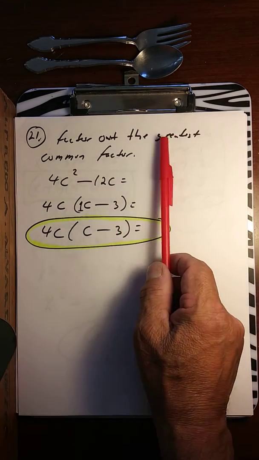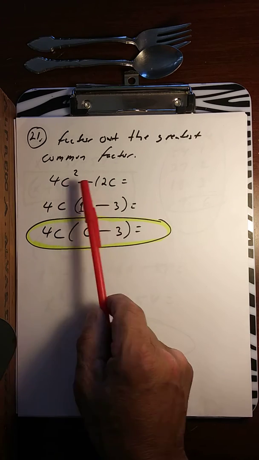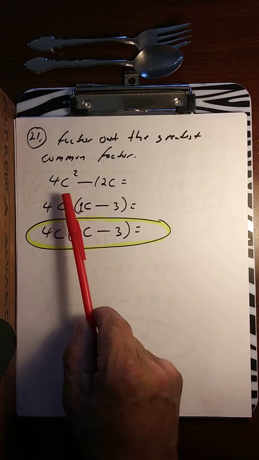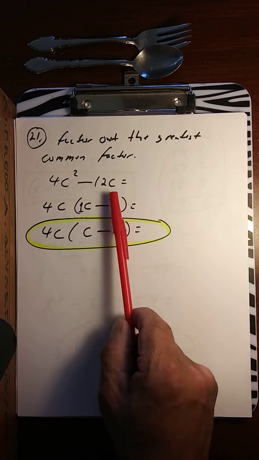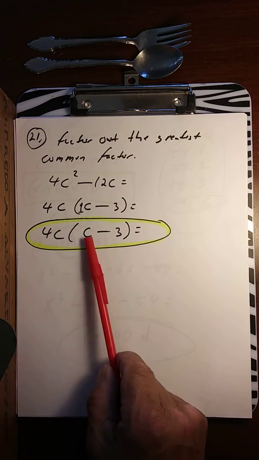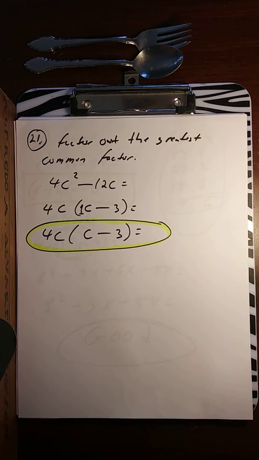Factor out the greatest common factor. So from these two right here, we have 4c. So 4c times that is 4c squared. 4c times that is minus 12c. So 4c times c minus 3. You don't need the 1.